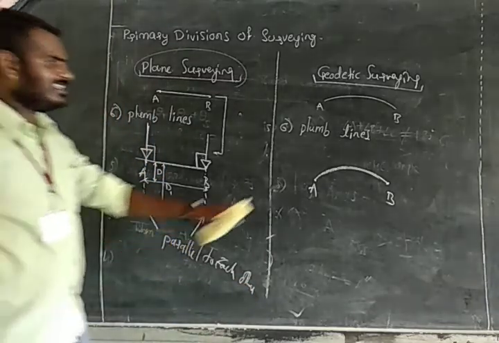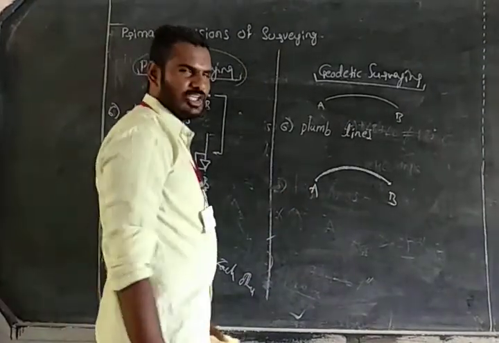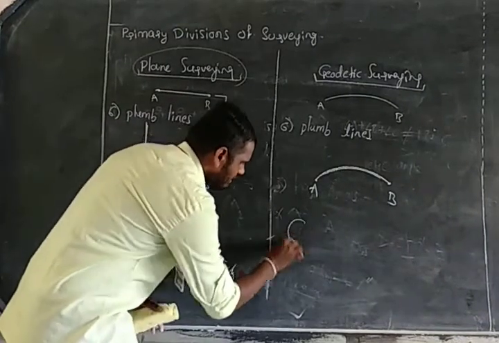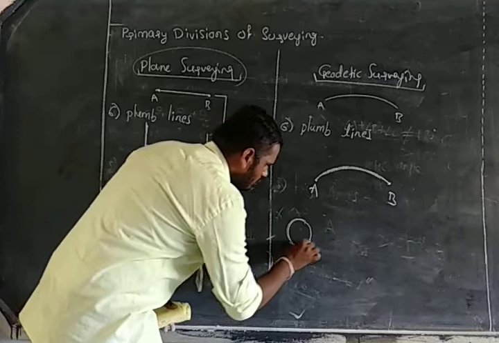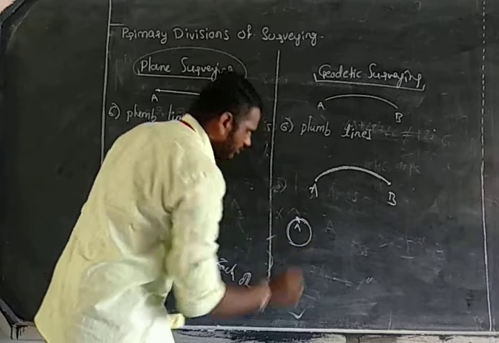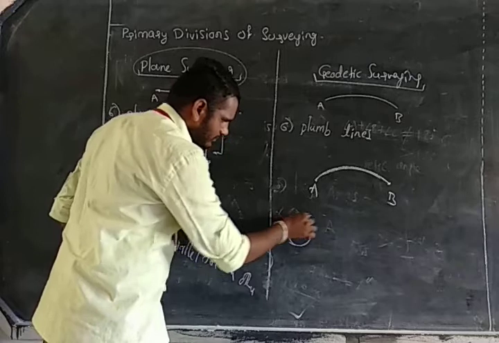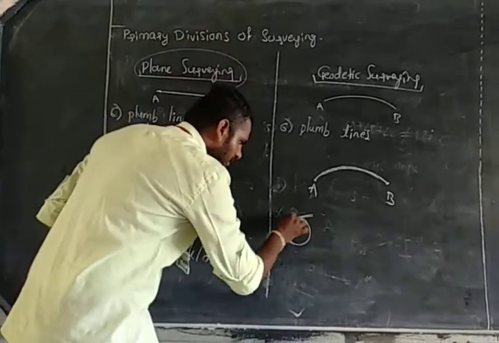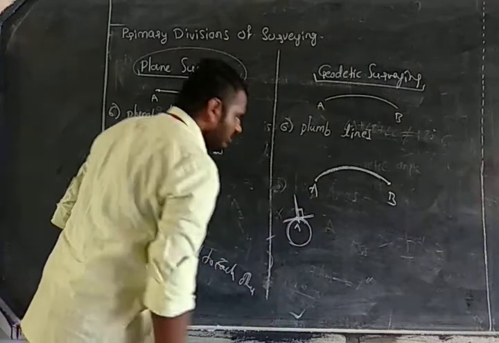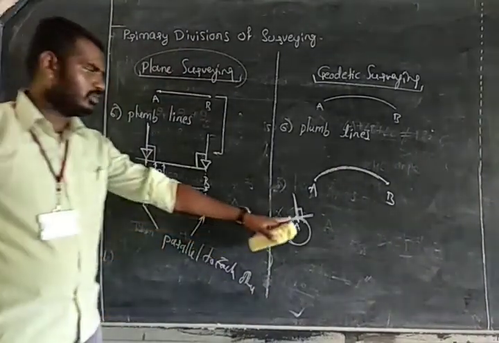But on a curved surface, if you want to erect a perpendicular, you must construct a tangent. For suppose let us take this is a circle. If you want to draw a 90 degrees line, perpendicular at a point A, first of all you need to draw one tangent. After drawing the tangent at this particular A, draw a line at 90 degrees to the tangent. So this line will become the perpendicular line to the point A.